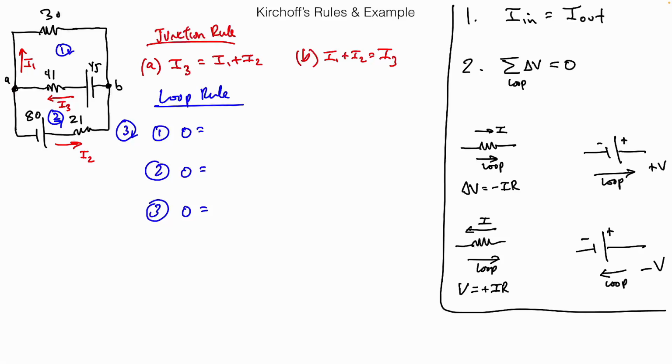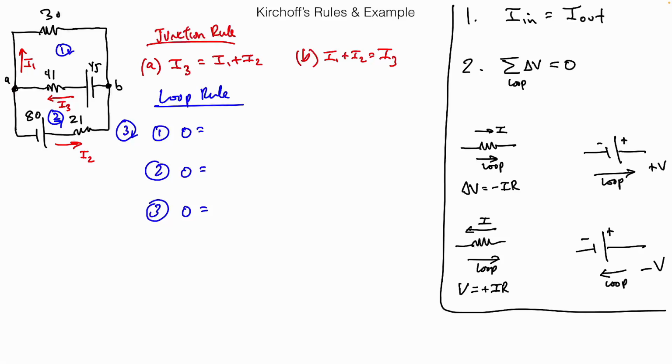Okay, so loop number 1. We want to go around loop number 1 and figure out all of the voltage changes that we run into. And as we do so, we're going to apply our conventions. I'm going to start at point A. Doesn't matter where you start as long as you get back to that point. But I'm just going to start at point A. And I'm going to imagine I'm a charge flowing along the wire, or an ant walking along the wire. And what's the first circuit element that I get to? The 30 ohm resistor.